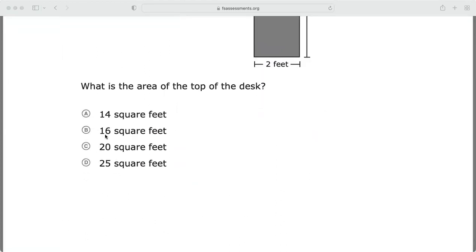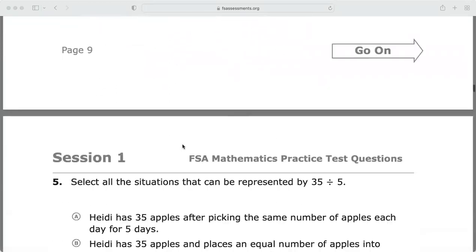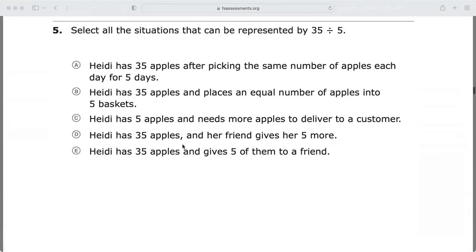So that would have been answer B. Okay, select all the situations that can be represented by 35 divided by 5. Keyword here, all, meaning there's more than one answer. 35 divided by 5. Okay, so let's look at A.